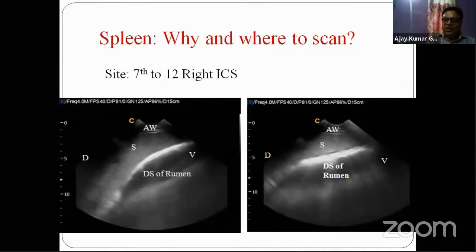You can also scan the abomasum from the left side, left paramedian side, just caudal to the xiphoid cartilage.